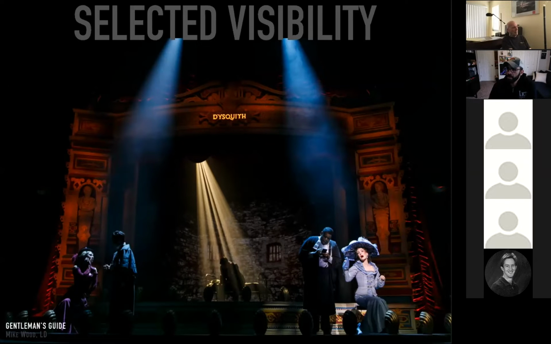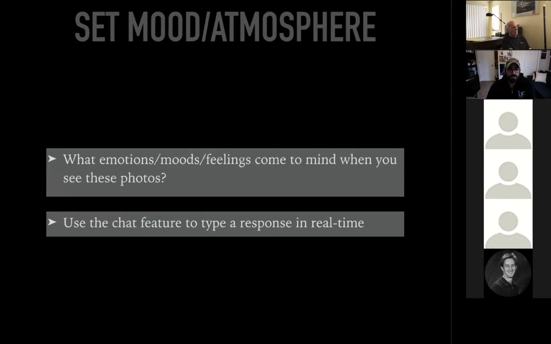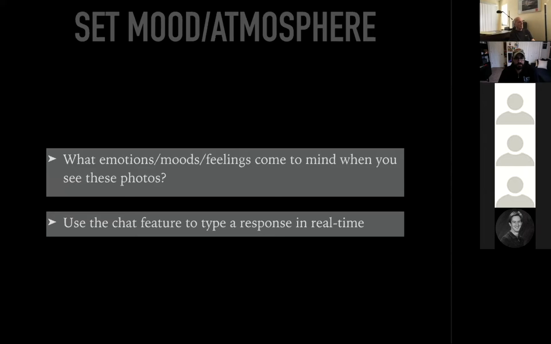Okay. The next thing is setting a mood or setting an atmosphere. This is one that does require a little bit of participation. I'm going to show a couple of photos from a couple of shows that I've done, and we'll use the chat feature here, because it's going to be easier than trying to have everybody speak up. What I want you to do is type in the first emotion or mood that you see when you see the photo. Don't look at other people, just type it in and see what happens. All right, here comes the first one.